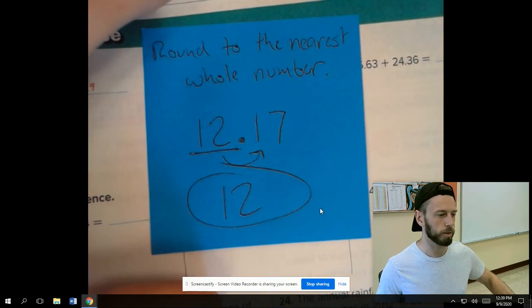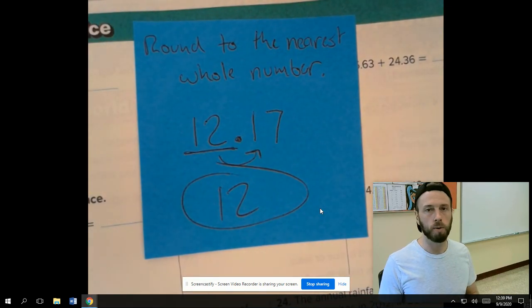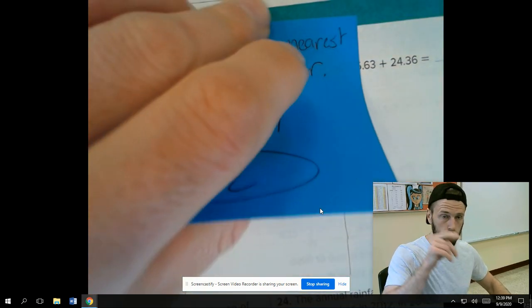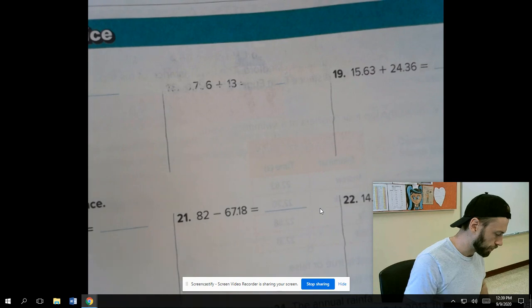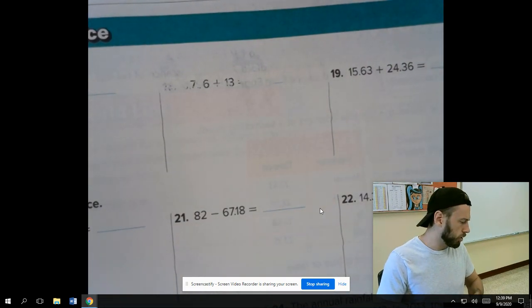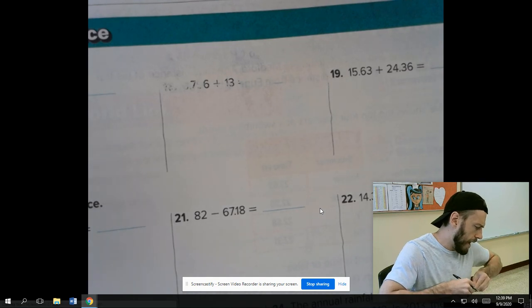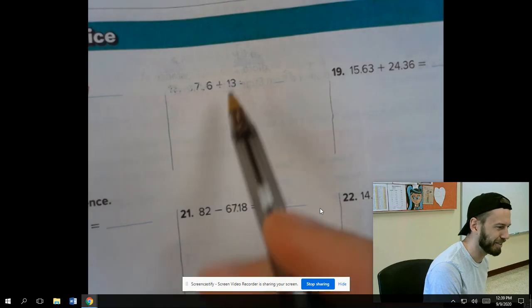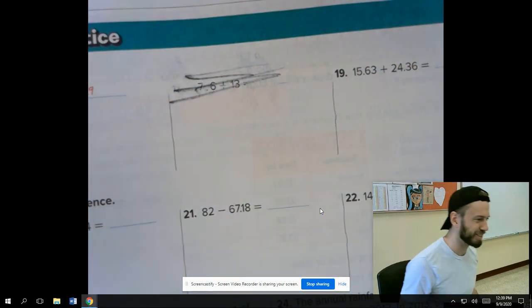Hopefully we're doing pretty good with the rounding. That is something that never goes away. It's an awesome skill to be able to have. If you need more practice with it, you gotta let me know, and I'll help you out. The next thing I would like to do is practice 2 adding and subtracting problems.